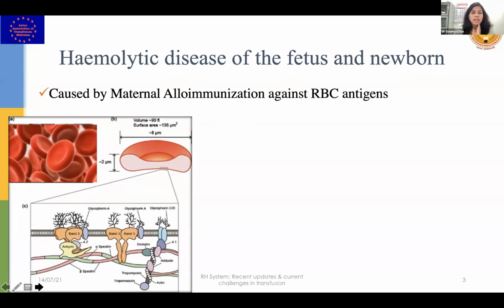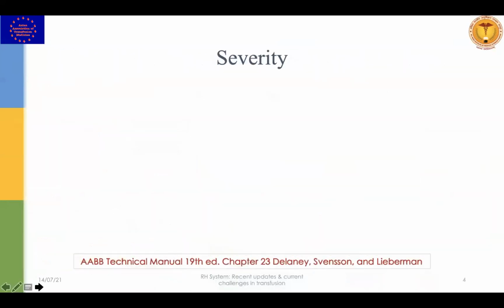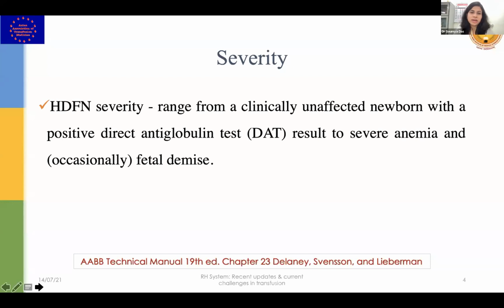Because hemolytic disease of the fetus and newborn is mostly due to maternal alloimmunization against RBC antigens, the majority of the focus goes towards HDFN caused by maternal alloimmunization to various blood groups. The severity is determined by whether the newborn is unaffected at all, has just a positive DAT, or develops severe anemia and occasionally fetal demise.